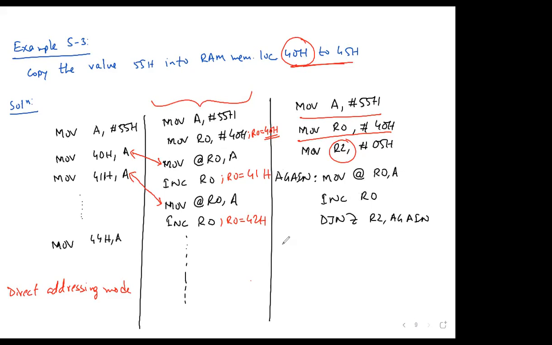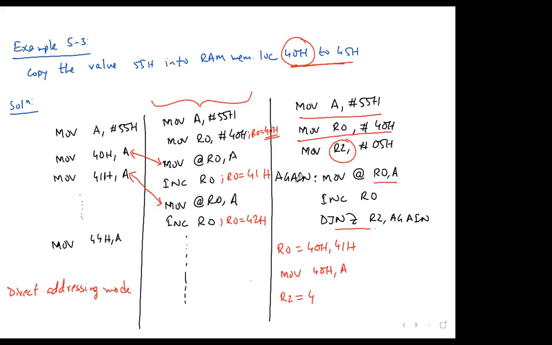So for the first time, the value of your R0 is 40H. So when you write this instruction, this is similar to move 40H, comma A. Then you are incrementing R0. So R0 is becoming 41H. You are decreasing R2. Initially R2 was 5. Now R2 becomes 4. It is still not 0.